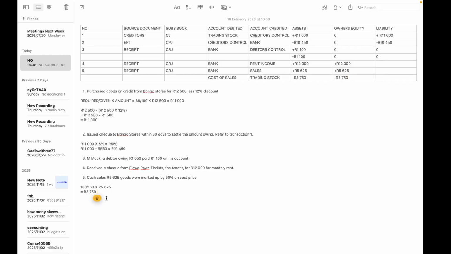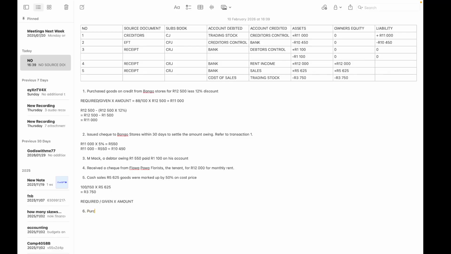What I recommend for students to learn is the formula of required over given times the amount. If you are able to understand this formula, it makes things easier. What are you required to calculate? What are you given? And what is the amount? All right, and then for the last transaction, before we move on to the next one, because this will just be part 1, is as follows.